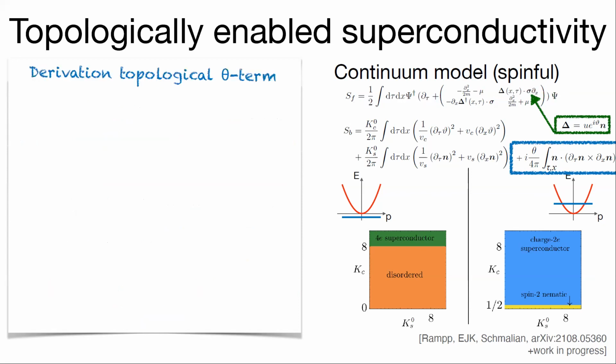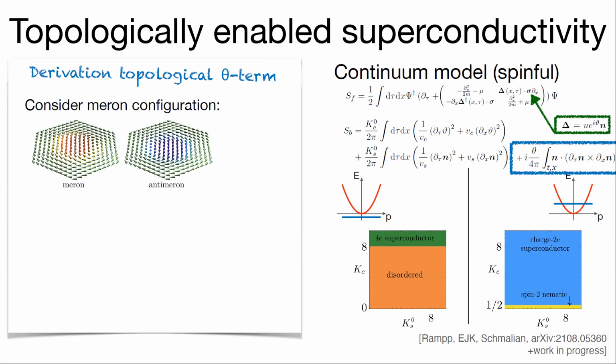Okay, so how do you get this theta term? There are two ways that we did. One of them is through non-abelian bosonization, and I'm not going to go into that. Another one is more of an argument. What this theta term does is that it gives to the partition sum a plus or minus sign to the contributions with an even or odd number of skyrmions in this N field.